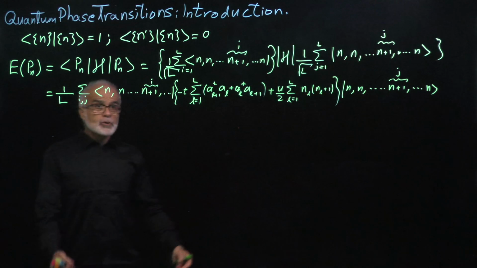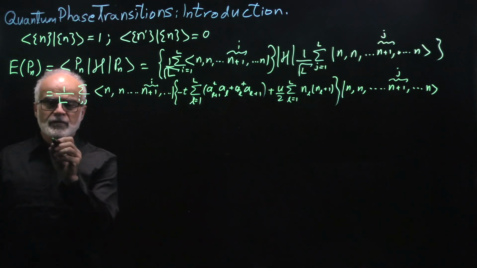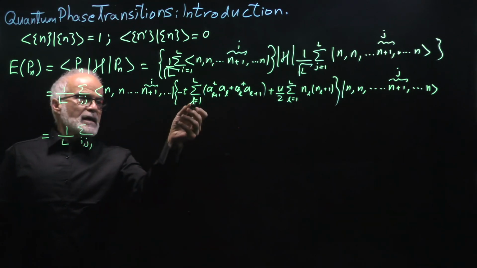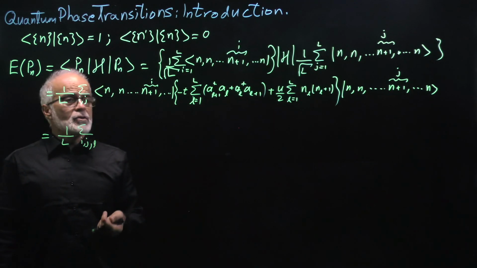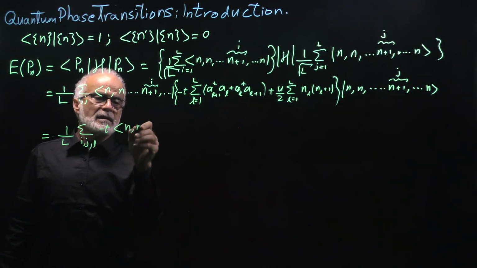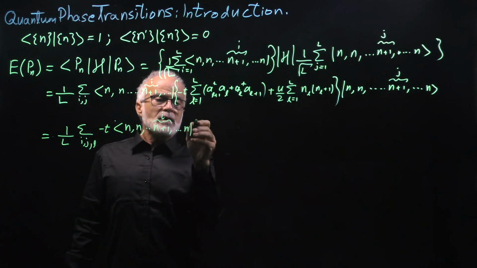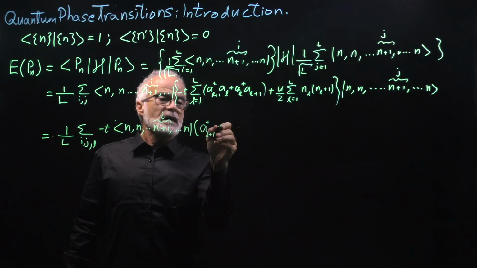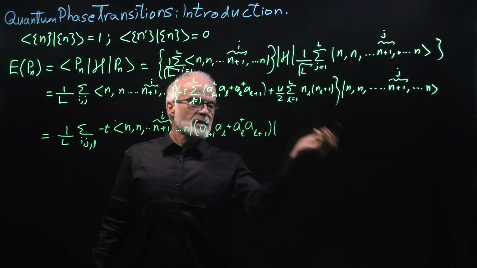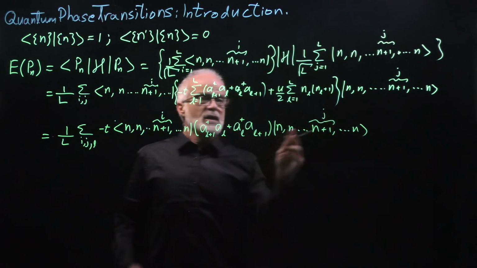So now we need to calculate these two terms, right? We have this term sandwiched between these two states, and we have this term sandwiched between these two states. So I'm going to write them separately. 1 over L, the sum over i, j, l, all going from 1 to capital L. Then I have minus t. And then we have this, n plus 1. And again, I will write that this is site i. And then we have here a dagger l plus 1, a l plus a l plus 1 dagger here. And then the ket, n plus 1, and this is site j. So this is the first term.